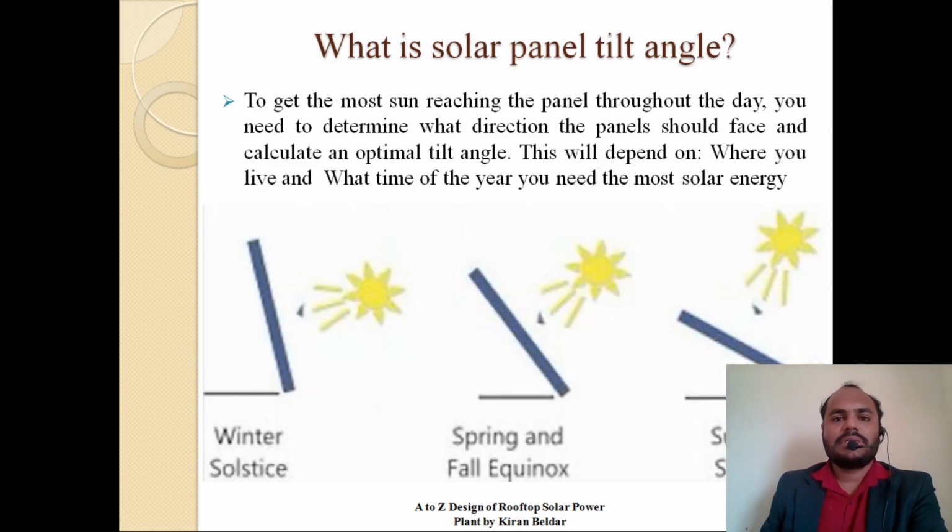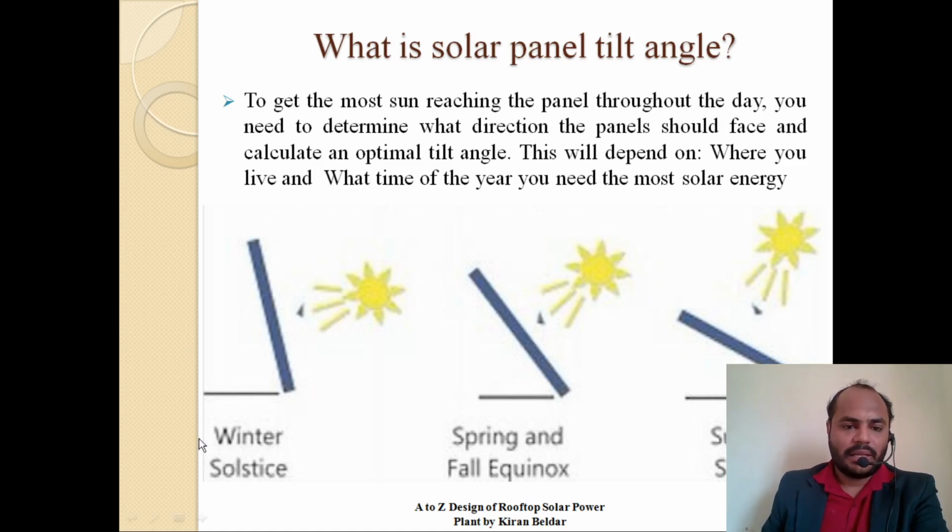To get the most sun reaching the panel throughout the day, you need to determine what direction the panel should face and calculate an optimal tilt angle. This will depend on where you live and what time of year you need most of the solar energy.